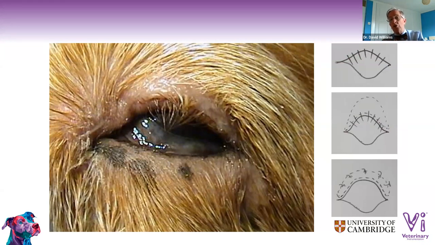So there you have to do what's called a Stades procedure, which is where we cut right at the edge of the lid. So I've shown you the picture here. Let me just check. Oh, thank you, Jeff.